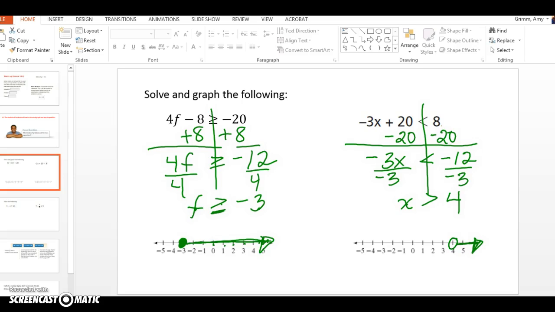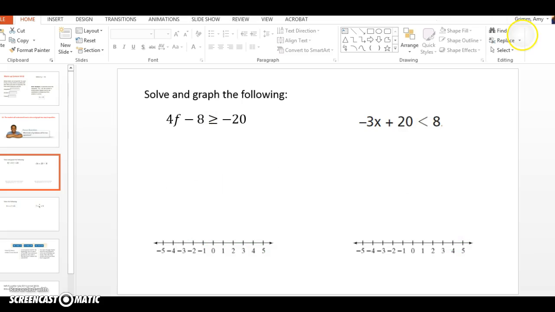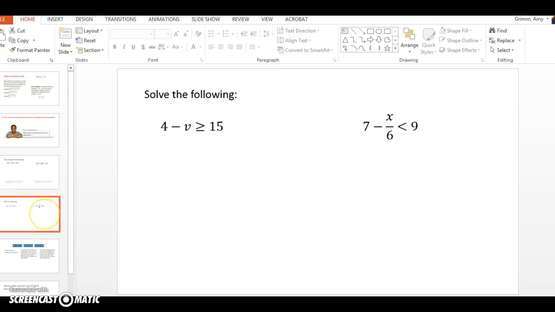All right, so I've put 2 more up here that I think are tricky, because these are pretty basic ones, but the next 2 I want to make sure you understand how to solve, because they look a little goofy. What do you think I do on the first one? Subtract what? 4. Good, subtract 4. What drops down? Negative v, good, is greater than or equal to 11. Am I done?